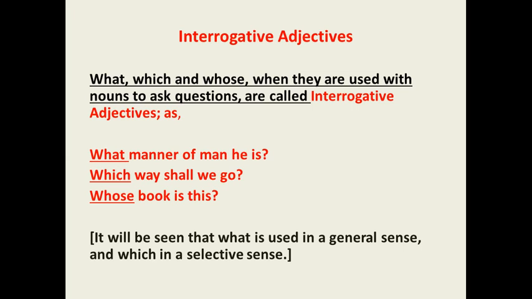What manner? Manner is a noun. Which way? Way is a noun. Whose book? Book is a noun. So pay attention, when these words are used with a noun, they become interrogative adjectives. It will be seen that what is used in a general sense and which in a selective sense.